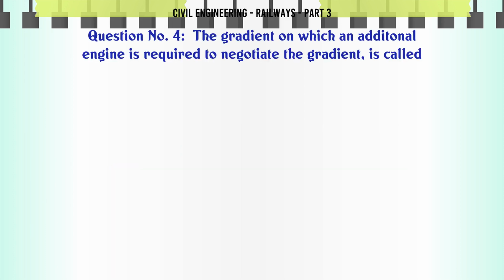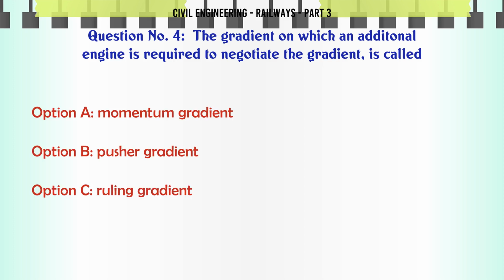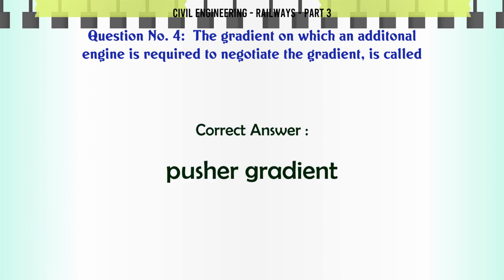The gradient on which an additional engine is required to negotiate the gradient is called A, momentum gradient, B, pusher gradient, C, ruling gradient, D, steep gradient. The correct answer is pusher gradient.